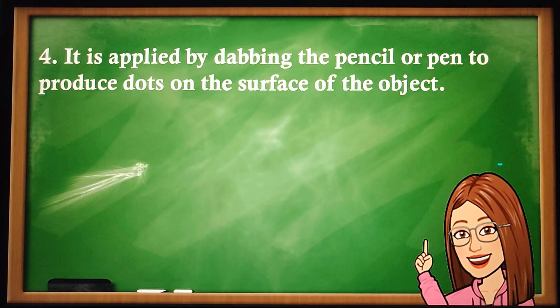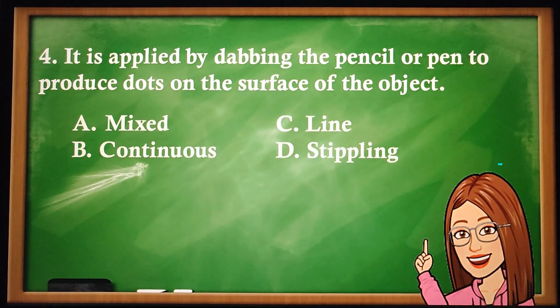for number 4. It is applied by dabbing the pencil or pen to produce dots on the surface of the object. A. Mixed. B. Continuous. C. Line. And letter D. Stippling. The answer is letter D. I hope you got it right, students.